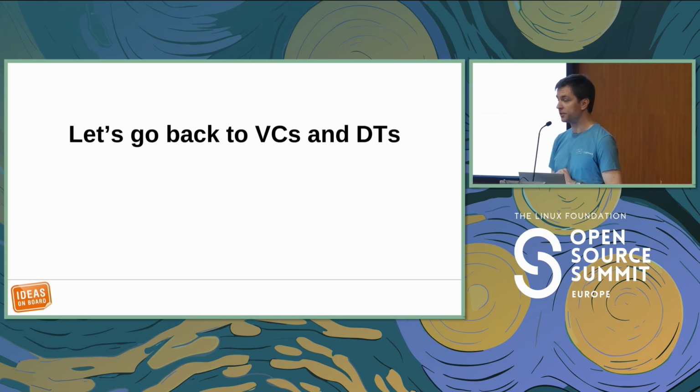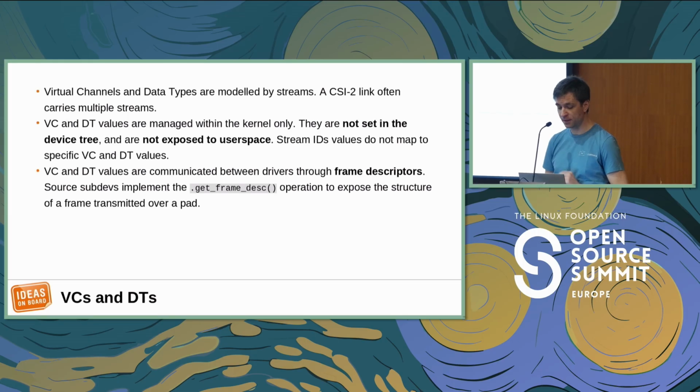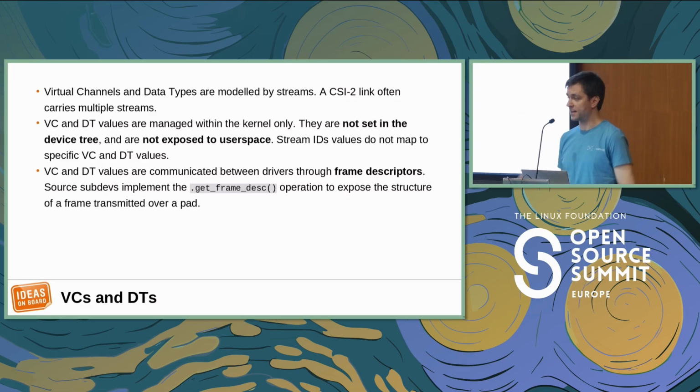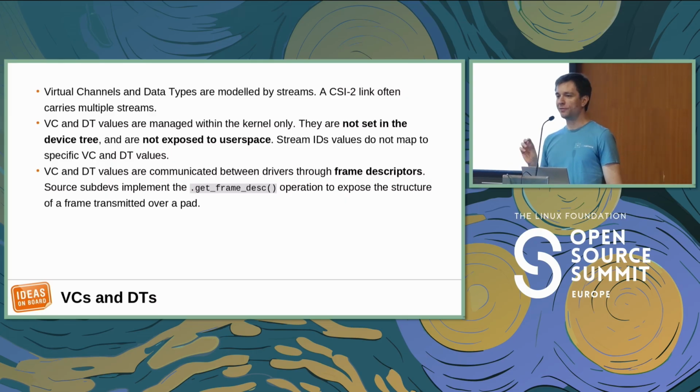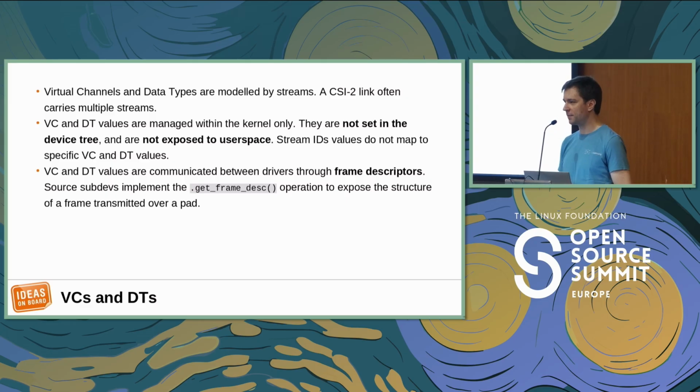I promised we'd go back to virtual channels and data types, and I didn't lie this time. So virtual channels and data types, they just model as streams. That's a fairly good match, and well, the streams in the API were modeled after that, so not a surprise, it was a good match. And as I said, a CSI2 link can carry multiple streams. The values of the virtual channel and data type, they have numerical values. They're not exposed to user space. They're handled purely inside the kernel. So if you are hard-coding them in the device tree, for instance, to configure a device and telling what virtual channel to use, you're not doing it right.